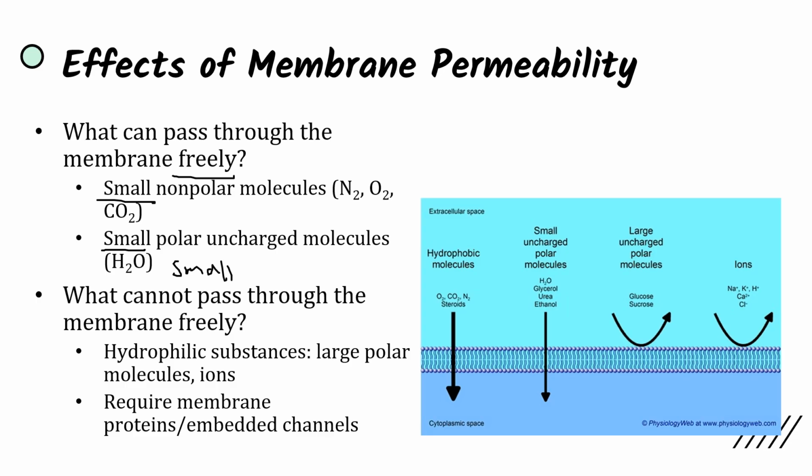So what cannot pass through the membrane freely? Anything hydrophilic. That's large, such as large polar molecules, and then ions, because they have a specific charge. And these require membrane proteins or embedded channels to allow them to cross the membrane.